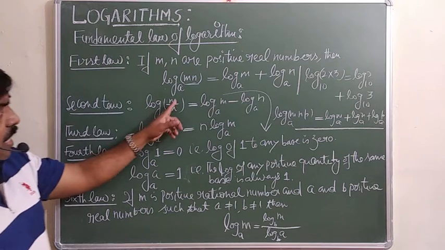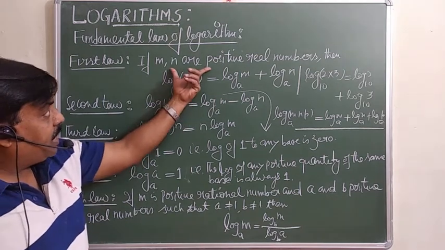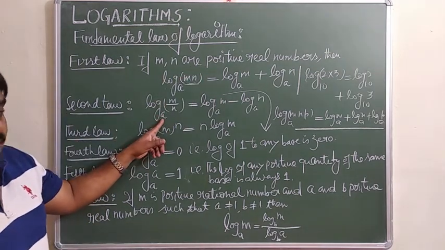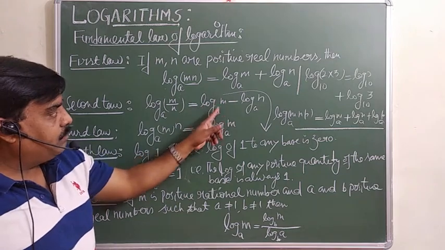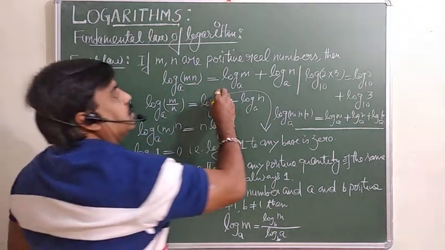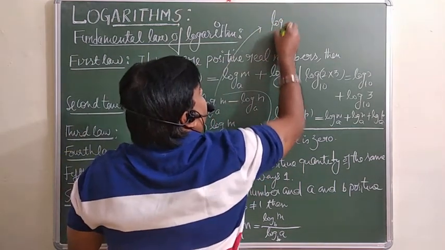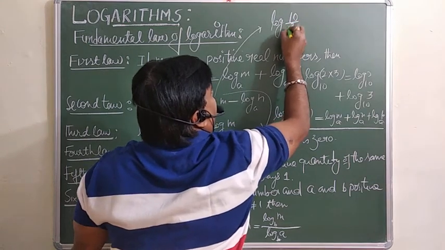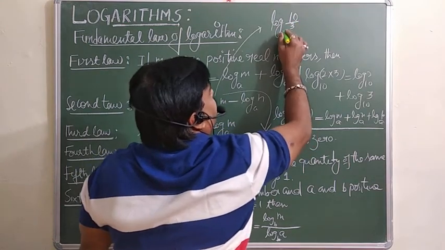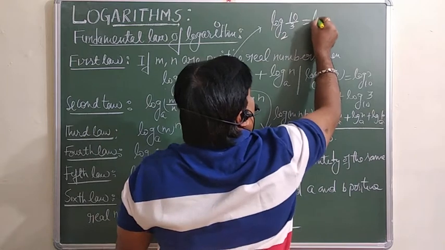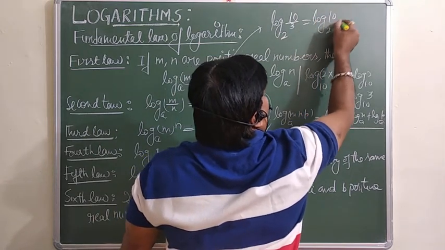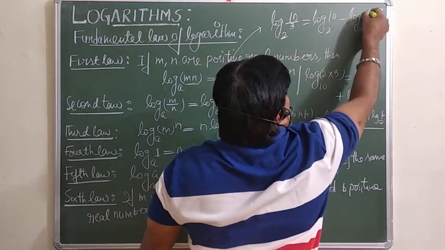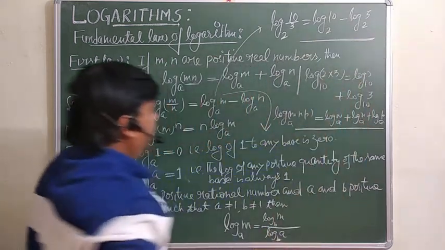Second law is there. If log m over n, m and n are the positive real numbers, remember base a is there, so that can be written as log m minus log n. Means, for instance, suppose it is given like log 10 over 3 at any base number, like 2 you can take. This is equal to log 10 base 2 minus log 3 base 2. You can write down this is there.